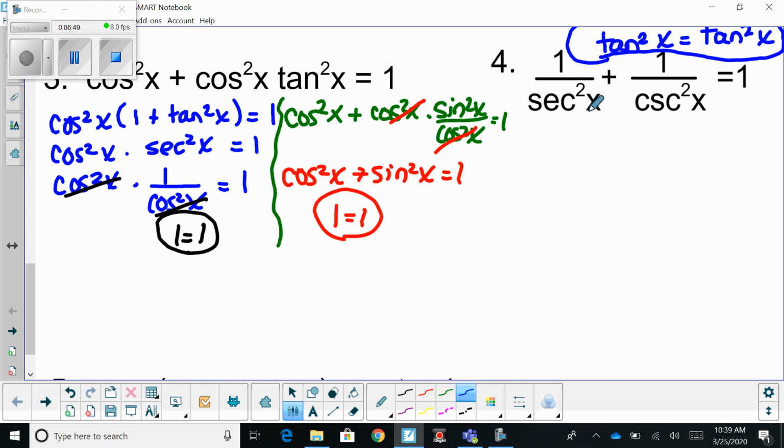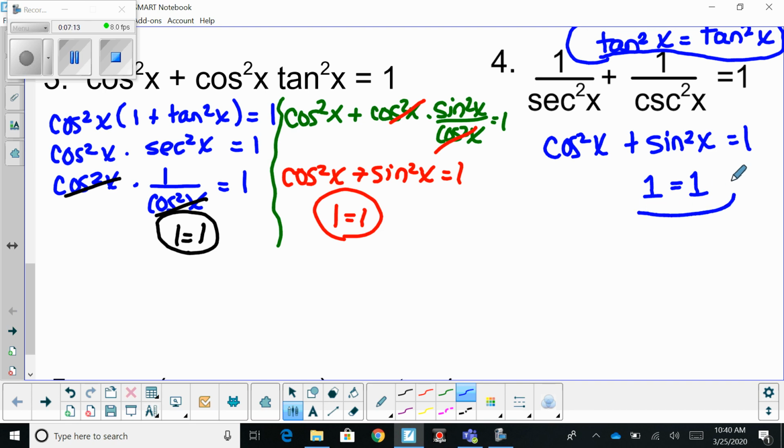Over here, 1 over secant squared plus 1 over cosecant squared. Well, I'm going to switch to sines and cosines. 1 over secant squared would be the same thing as cosine squared x, and 1 over cosecant squared x would be the same thing as sine squared x. Cosine squared plus sine squared is 1, so 1 equals 1. From the Pythagorean identities, cosine squared plus sine squared is 1, so I don't need to show anything else there.